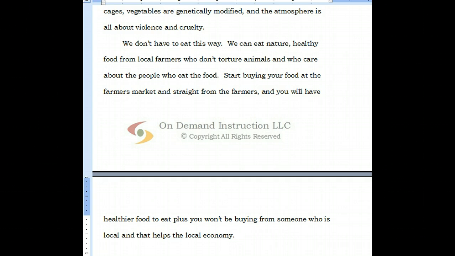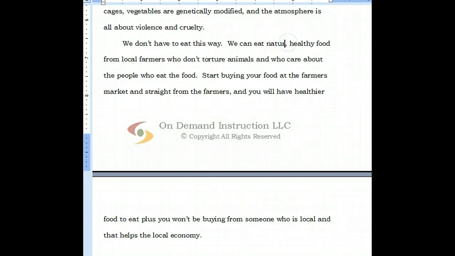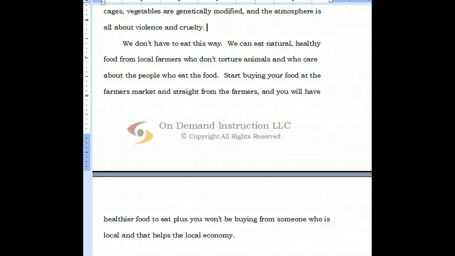So our second paragraph now reads, we don't have to eat this way. We can eat, should be natural. See these little mistakes? Sometimes it just takes a couple times through to be able to correct all of those. Totally normal. We can eat natural, healthy food from local farmers who don't torture animals and who care about the people who eat the food.